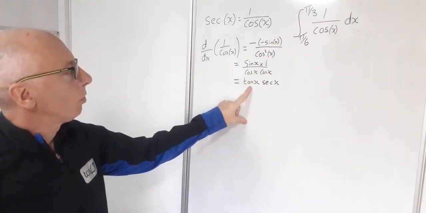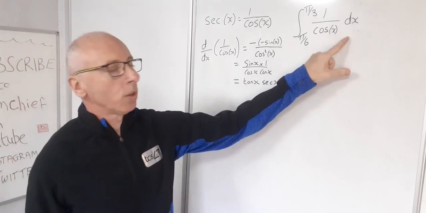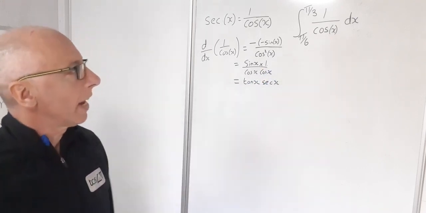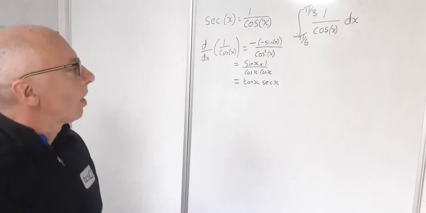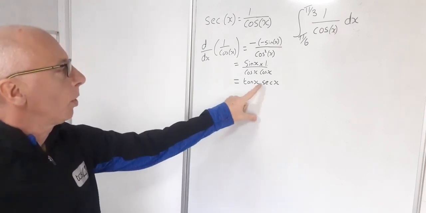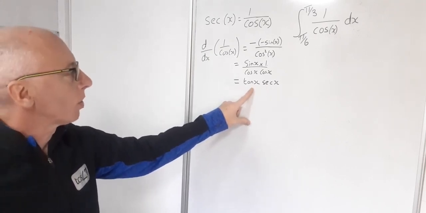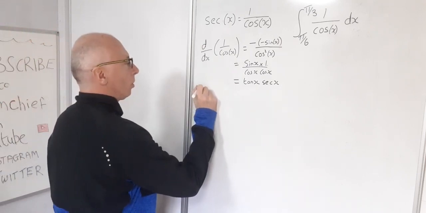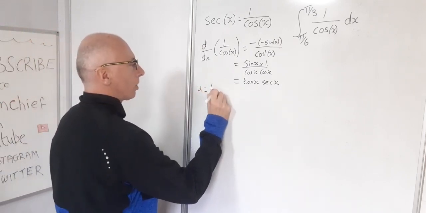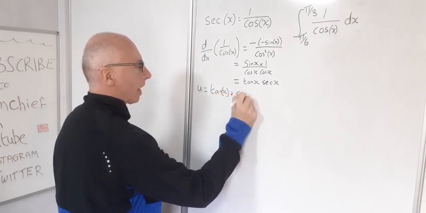But if we substitute u equals tangent x secant x, that's not really going to work for us with our cosine x on the bottom. We need a cosine x on its own. So instead of plugging in that, we could add the two terms together and see where that goes, because then we'll get two derivatives. So we'll let u equal tangent x plus secant x.